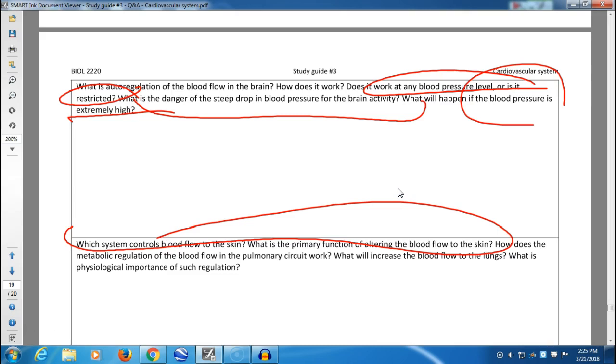Pulmonary circuit. If a certain area of the lungs has a lot of oxygen, what's going to happen to blood flow to that area? Blood flow goes up. It's opposite. Once in a while, it's opposite. For the pulmonary circuit, blood flow increases to oxygen-rich areas and decreases to oxygen-poor areas. That makes sense?